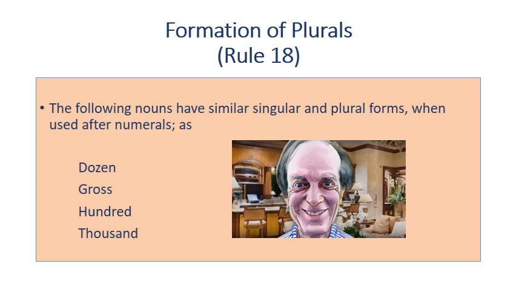Dear students, here we shall study about some nouns which have similar singular and plural forms when they are used after numerals. We say 12 dozen. We never say 12 dozens. It is wrong. The correct is 12 dozen. In the same way, other examples are gross, 100, 1000, etc.